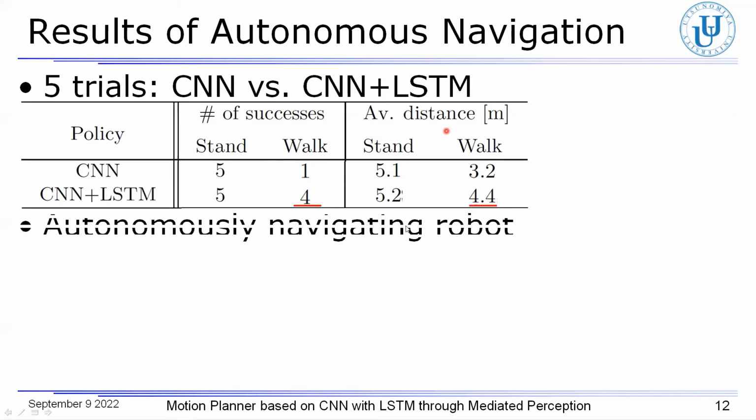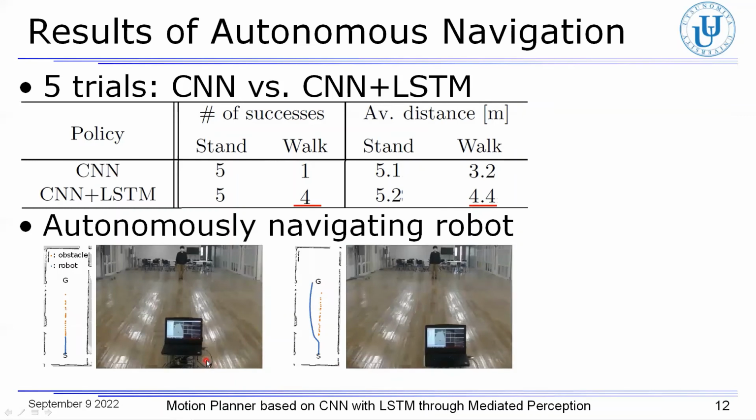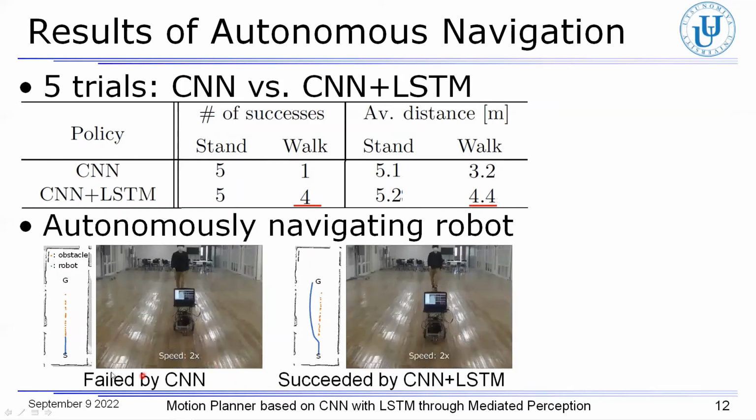For your information, let us show you the robot moving toward the destination autonomously. In the left, the robot based on CNN failed in avoiding the walking person. In the right, the robot based on CNN+LSTM successfully moved toward the destination while avoiding the walking person.